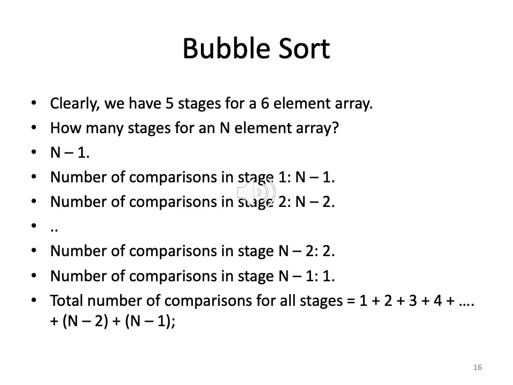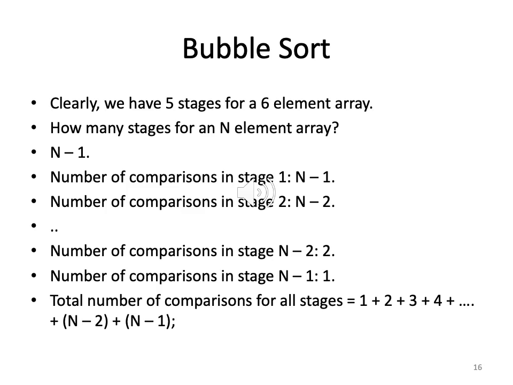If you look at the previous slide, how many elements did we have in that array? We had 6. So for a 6 element array, how many stages did we have? We had 5. And if you go back, you can check, we have 5 stages. If we generalize, how many stages for an n element array? It will always be n-1, because in the last stage you have only one element, and that element by default is already at its appropriate position. So for n elements, n-1 stages.